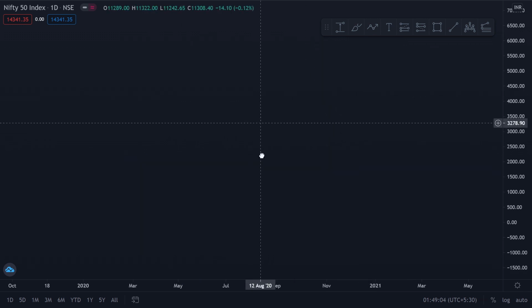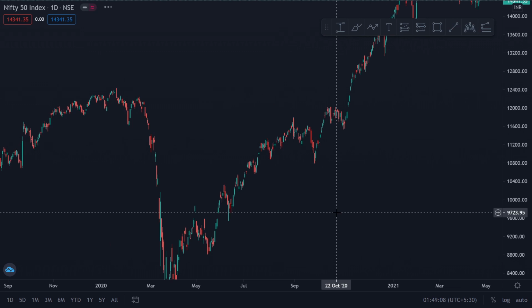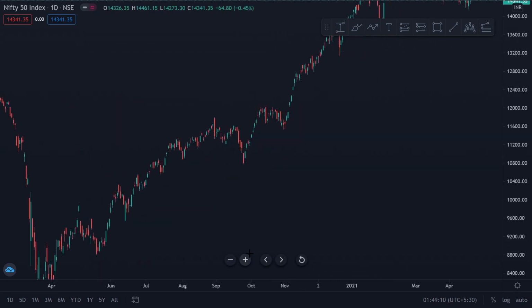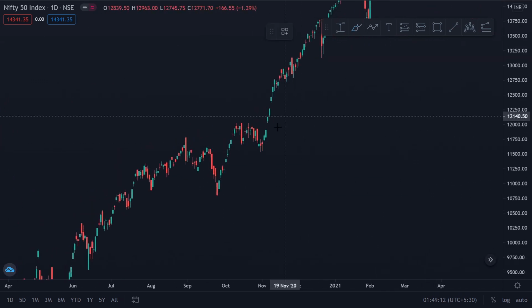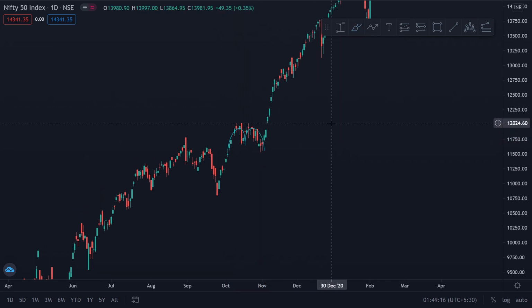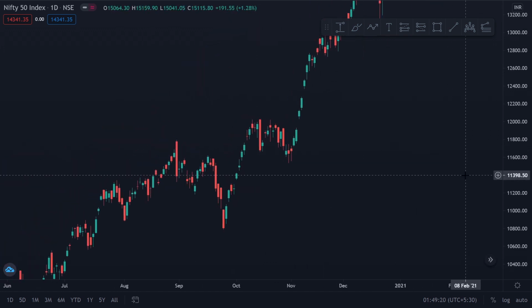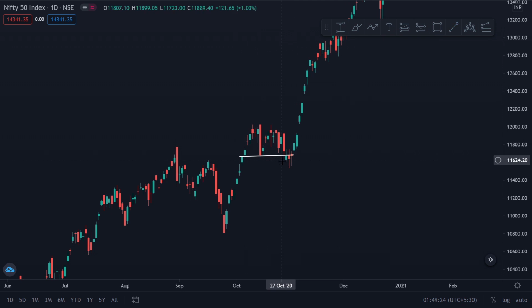If I show you an example in the charts of Nifty itself, suppose I zoom in here. I can see that there is a clear double top pattern forming here. If I go by my definition of a double top pattern, the neckline was right here and it was broken.